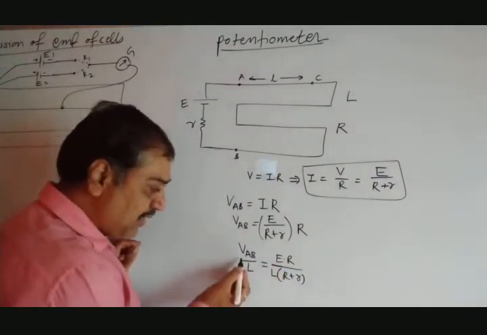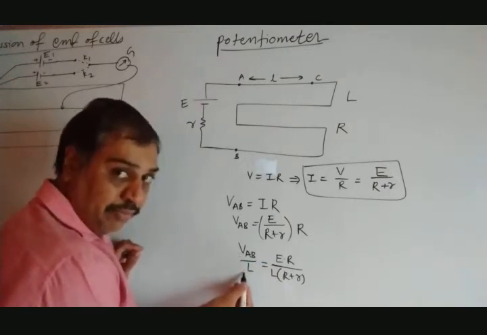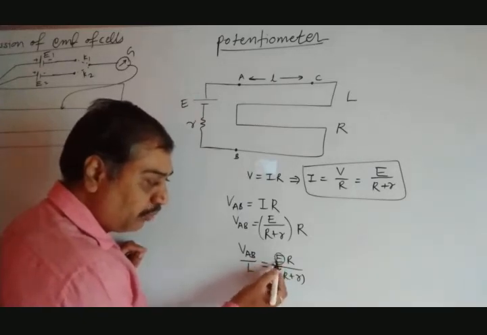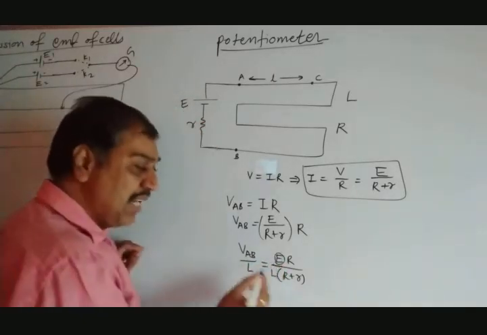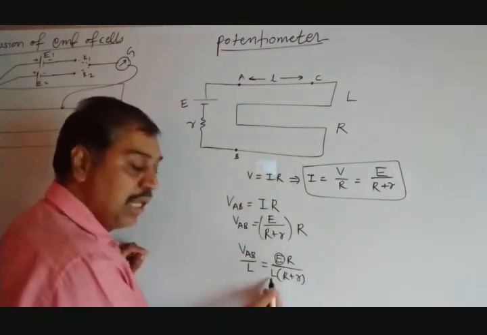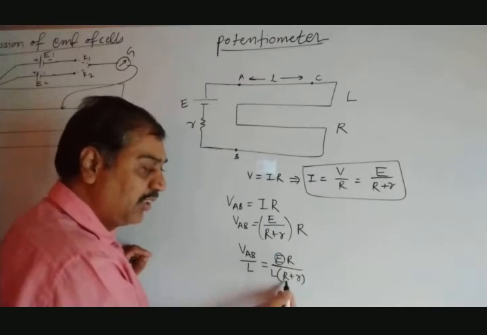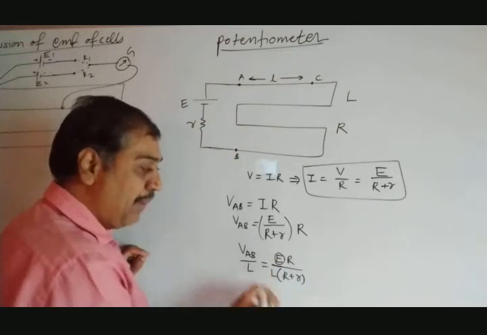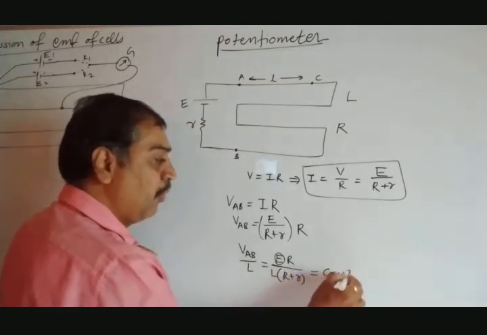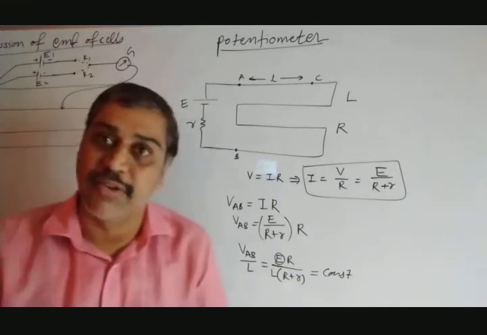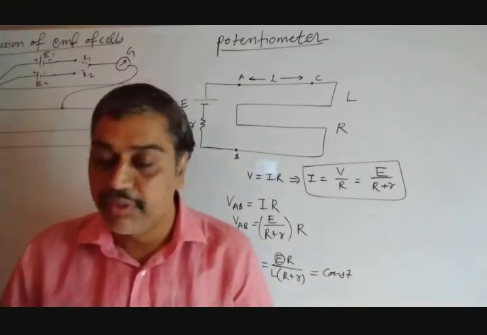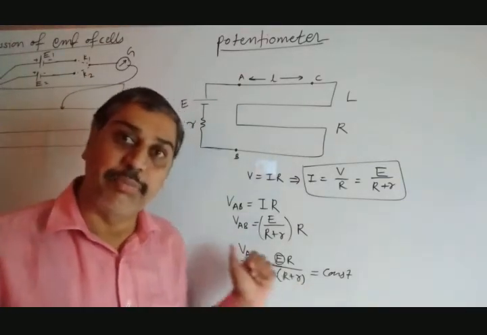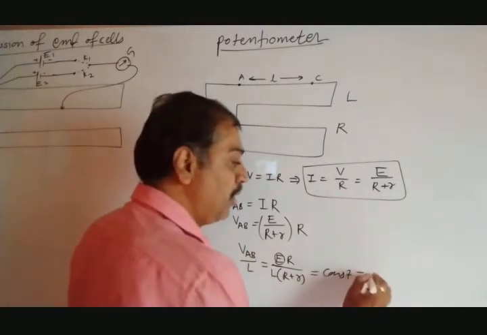Now this is said to be the potential difference per unit length of the wire AB. Suppose this E, the voltage applied, is constant, the resistance R of the wire is constant, the length L of the wire is constant, and the internal resistance of the cell is again constant for that particular cell. So all the parameters are constant. We can say that voltage per unit length across the wire is constant, and this concept we have to use. This voltage per unit length is constant, and it is said to be the potential gradient.